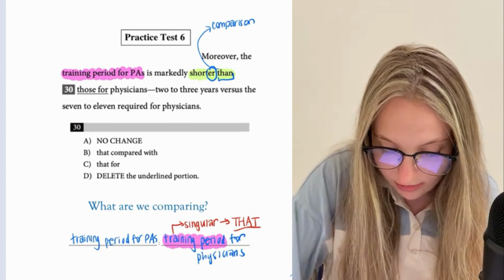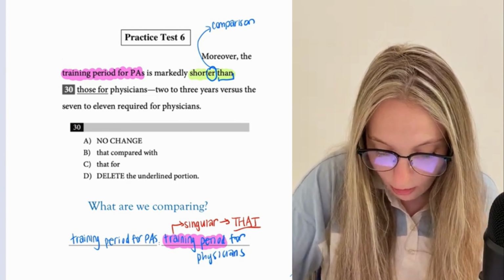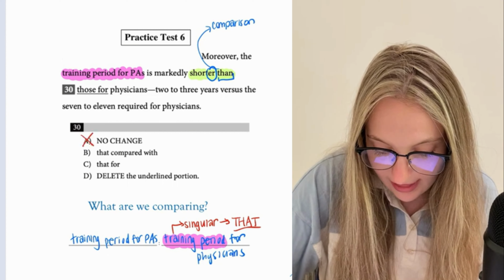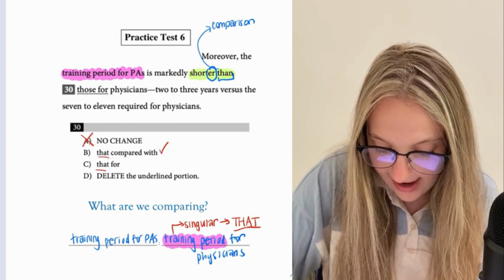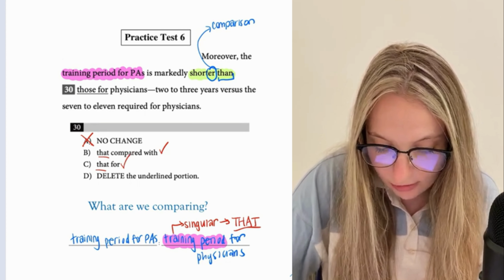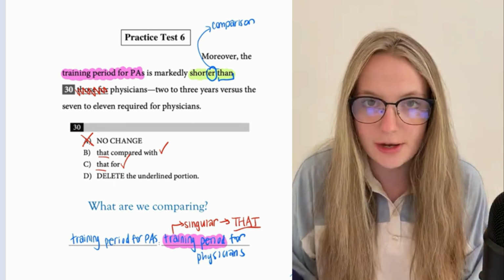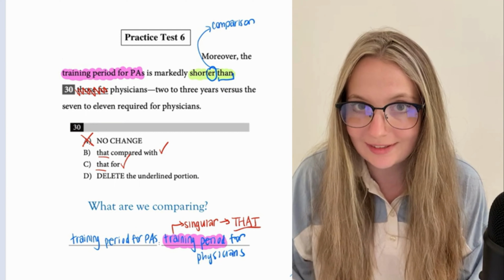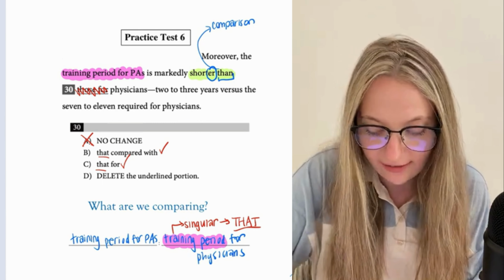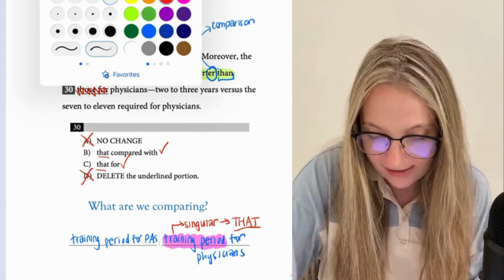Okay, so let's begin with choice A then. "Those" is plural, so that's out. "That" is good in B, that is good in C. And if we were to delete the underlined portion, we would be comparing the training period for PAs to the actual doctors, the physicians themselves. So again, that's an invalid comparison.